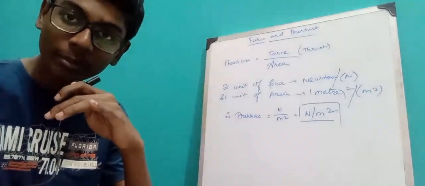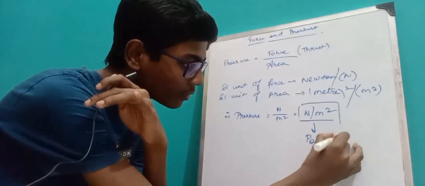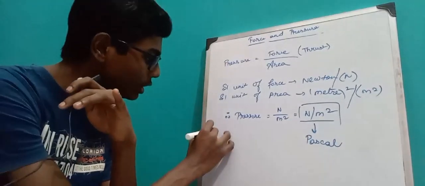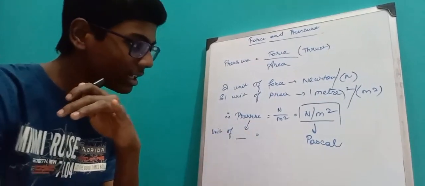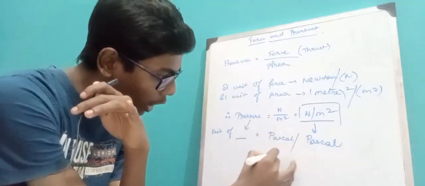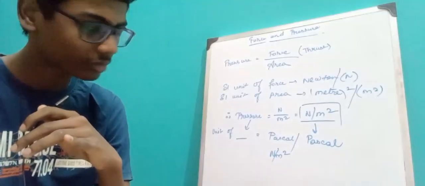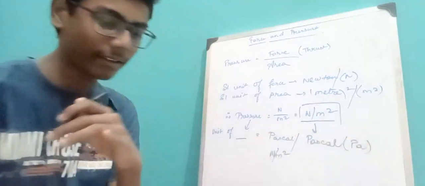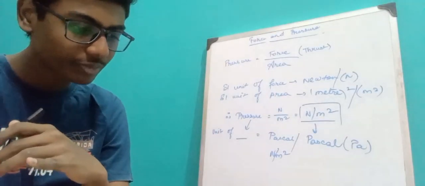Now Newton per meter square is also called Pascal. So we can say that the unit of pressure is Pascal or Newton per meter square. Okay, Pascal is represented by Pa. Clear? Let us solve one numerical.